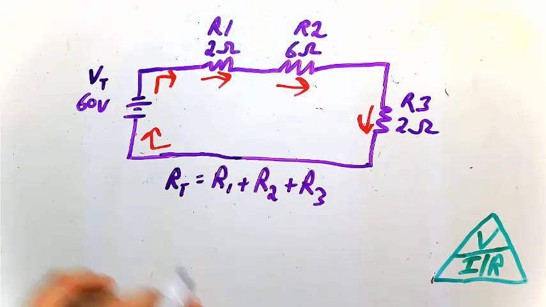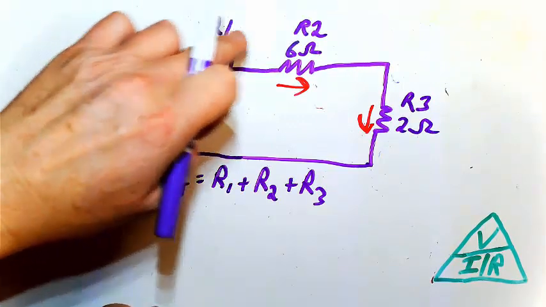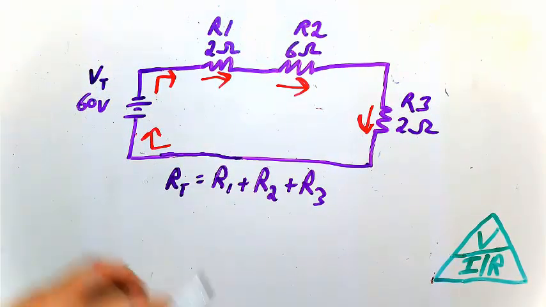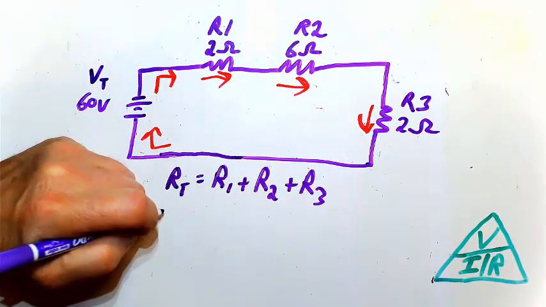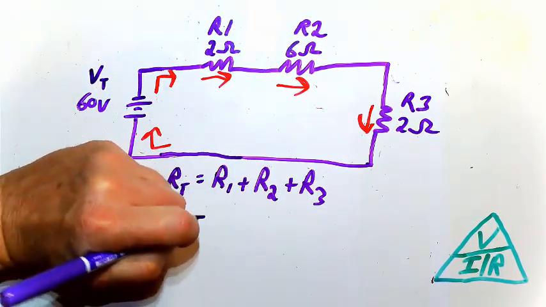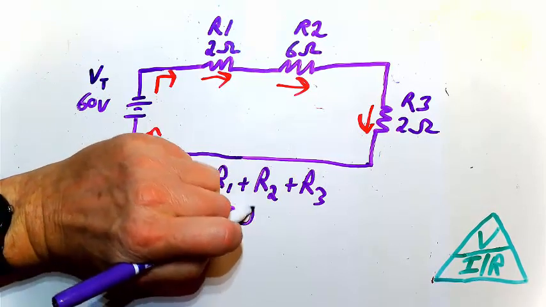And the rule is that the total resistance equals the resistors added up. So total resistance, RT, equals R1 plus R2 plus R3. And as you can see, RT is going to be 10 ohms.